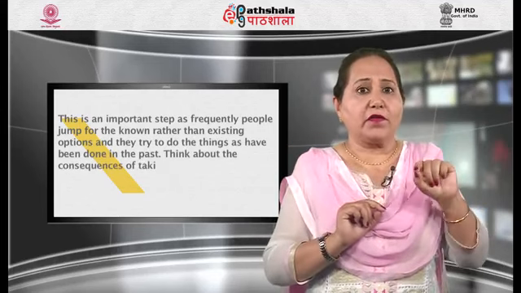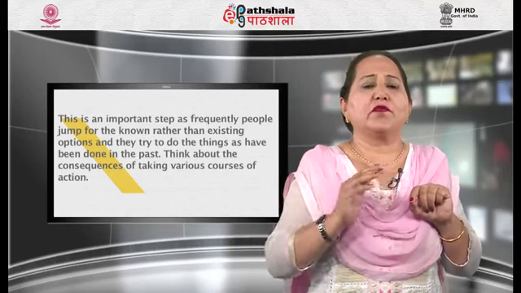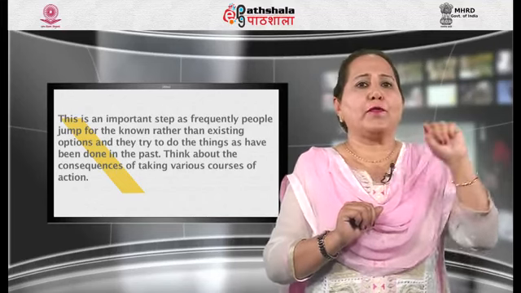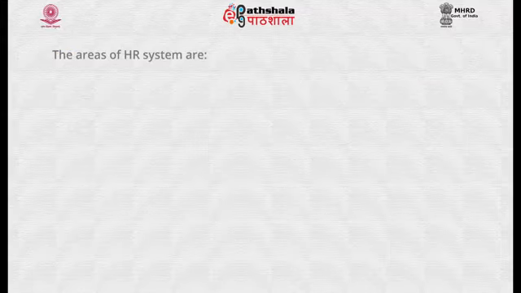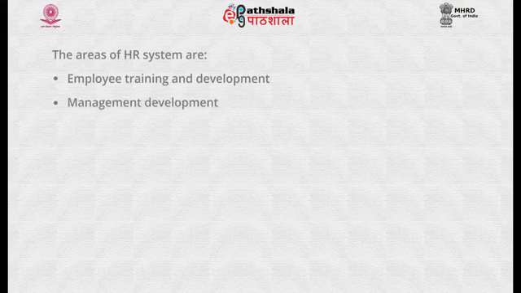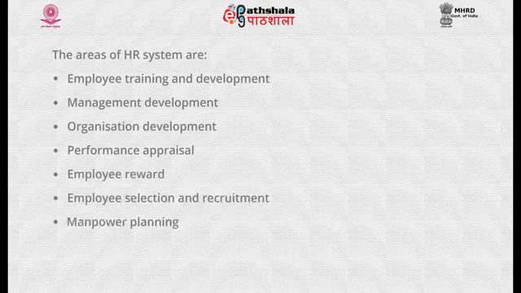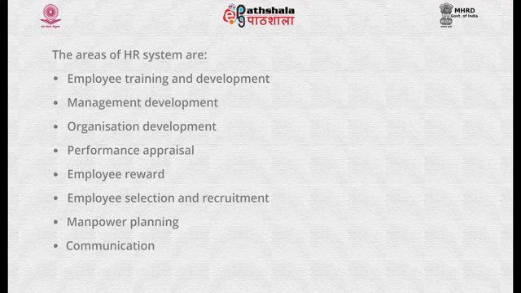Think about the consequences of taking various courses of action. Translate the action plan into broad objectives. The areas of the human resource system are employee training and development, management development, organization development, performance appraisal and employee reward, employee selection and recruitment, manpower planning, communication.